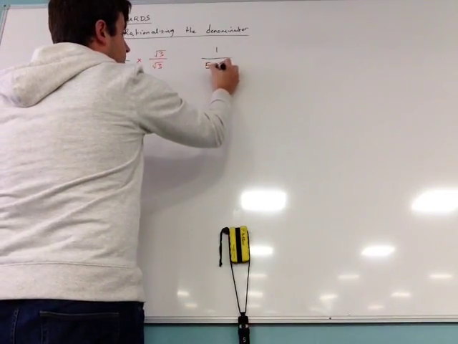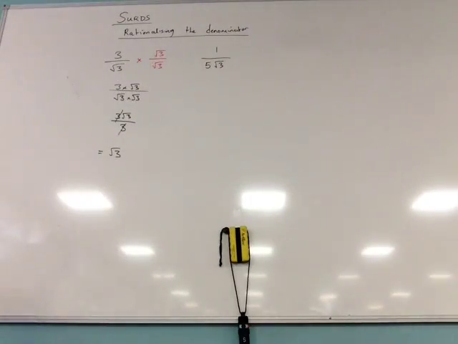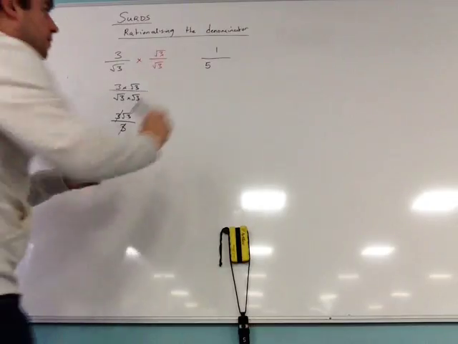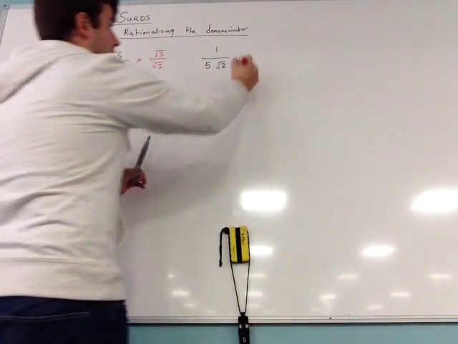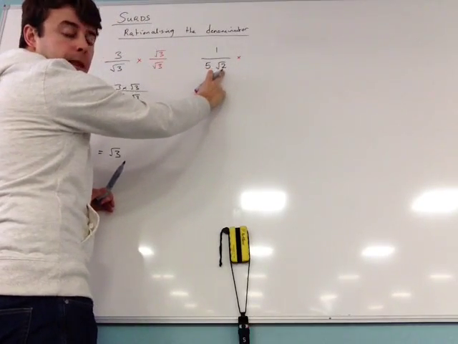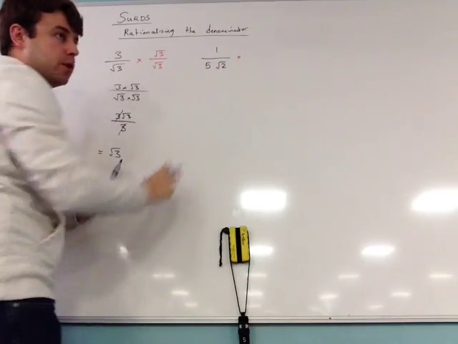1 over 5 root 2. One over 5 root 2. Now, as we said, to rationalise this denominator, I need to multiply by whatever the surd is on the denominator. Now, the surd is root 2.